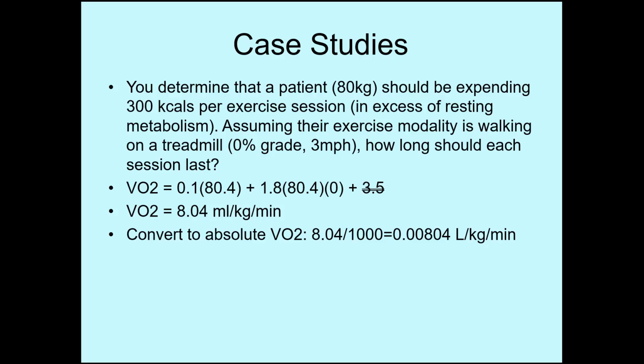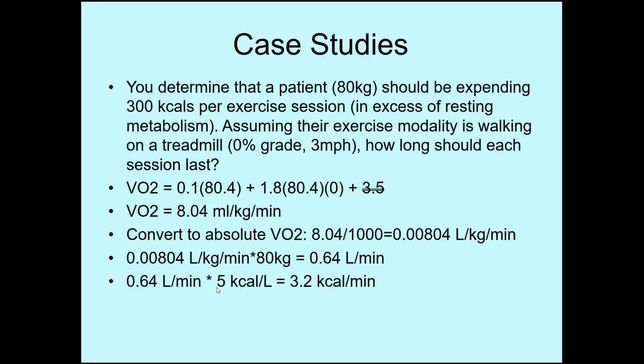Then we need to get that into kcals. So convert this relative VO2 to absolute VO2, a two-step process. If you follow this, I get 0.64 liters per minute. That's the absolute VO2 associated with that workload. To get kcals, multiply it by our magic number of 5, and we get 3.2 kcals per minute. So that's what they're expending at 3 miles an hour, their net energy expenditure.